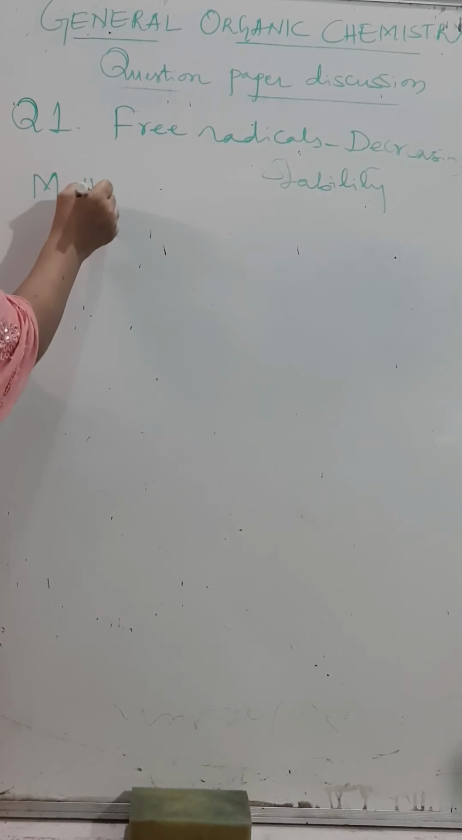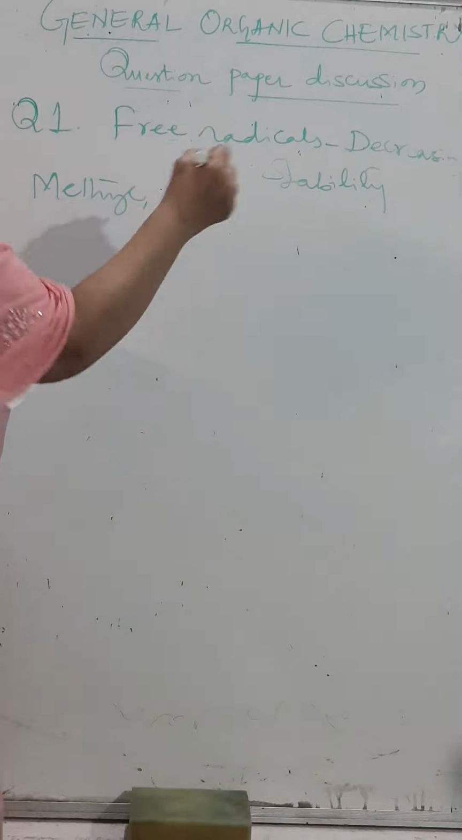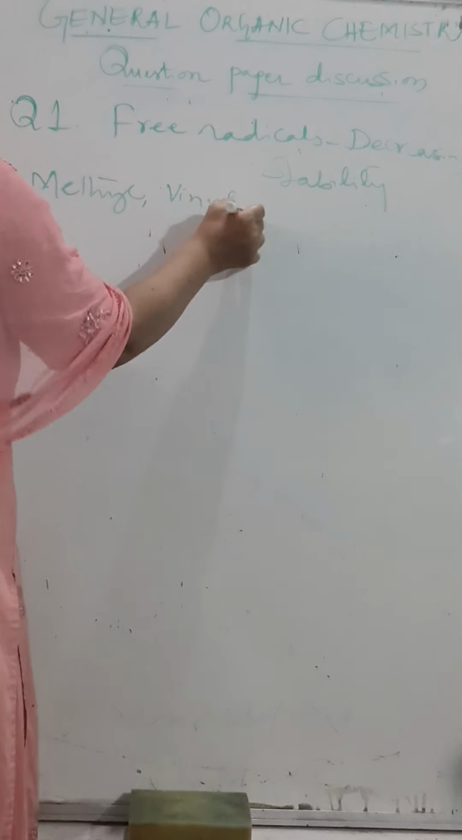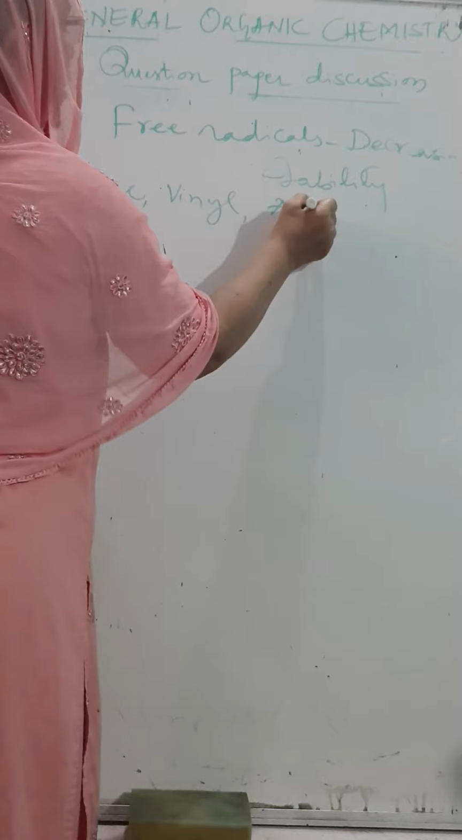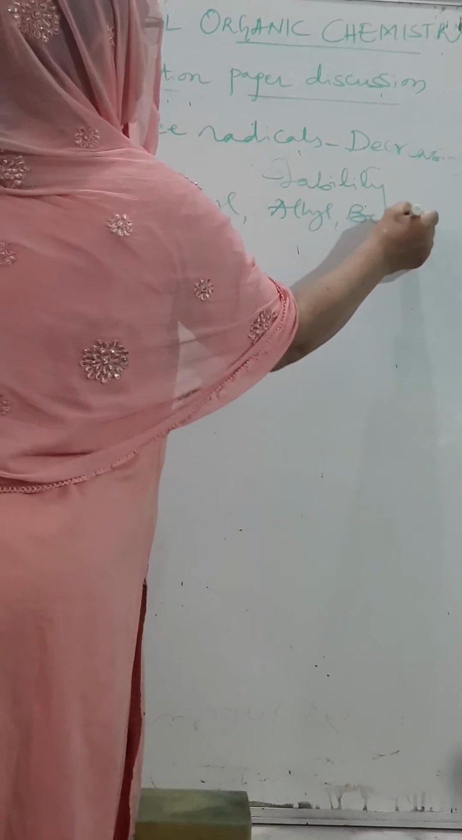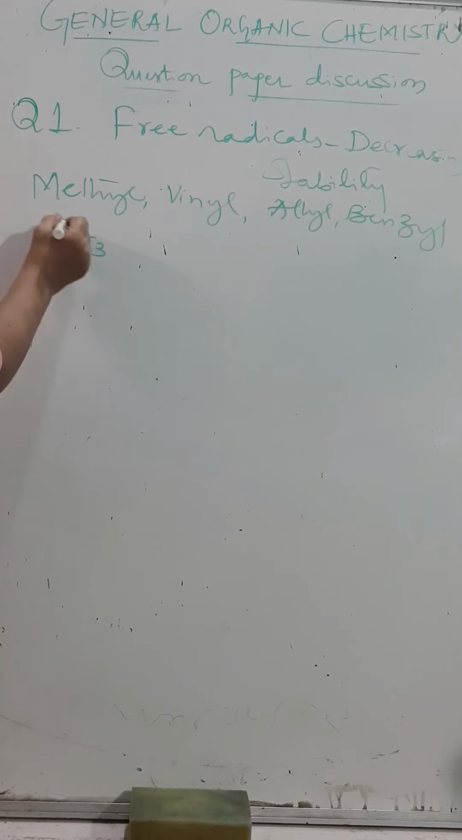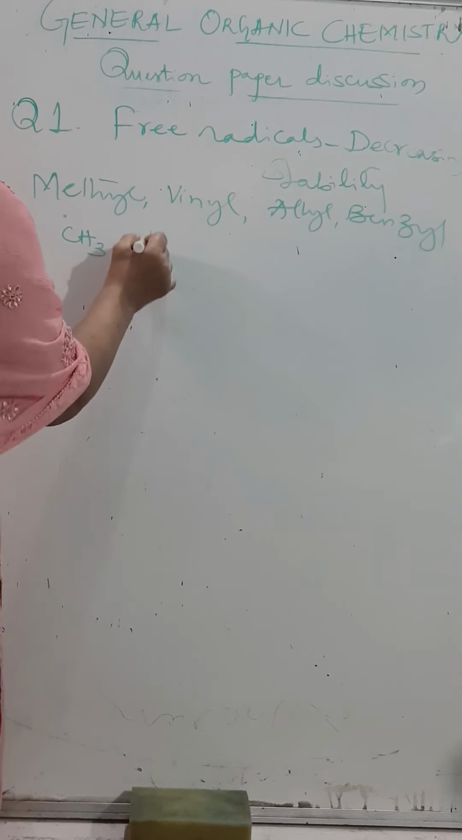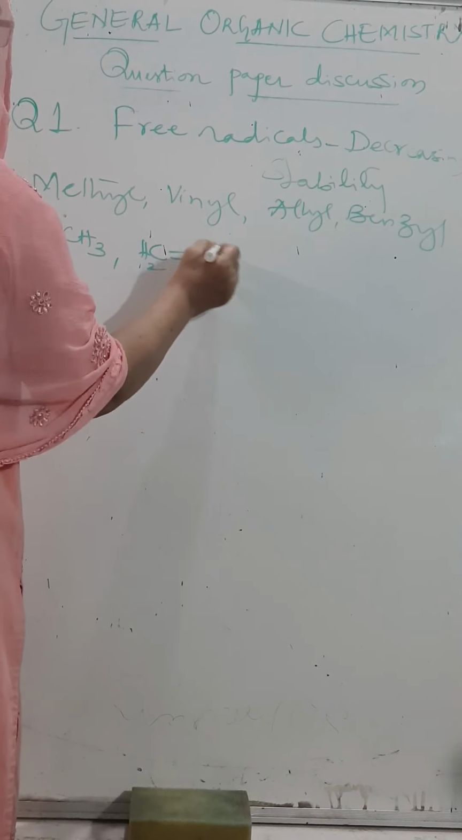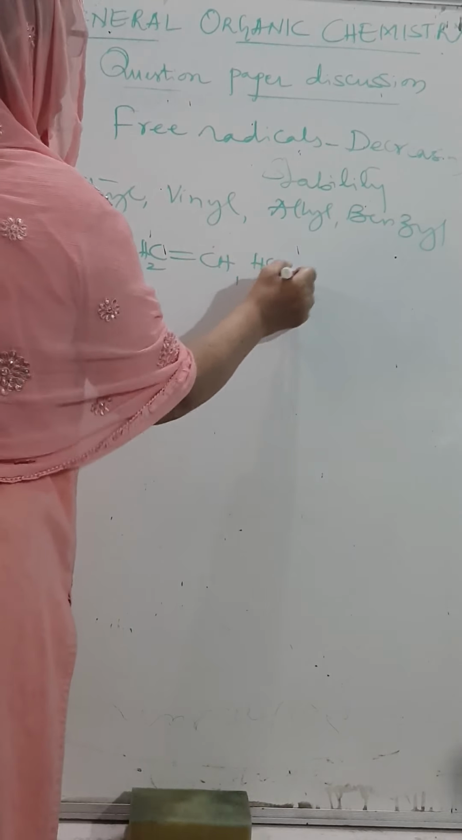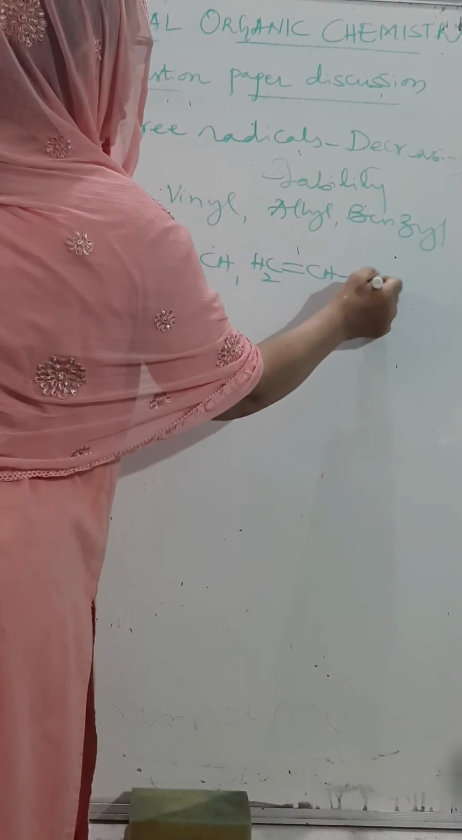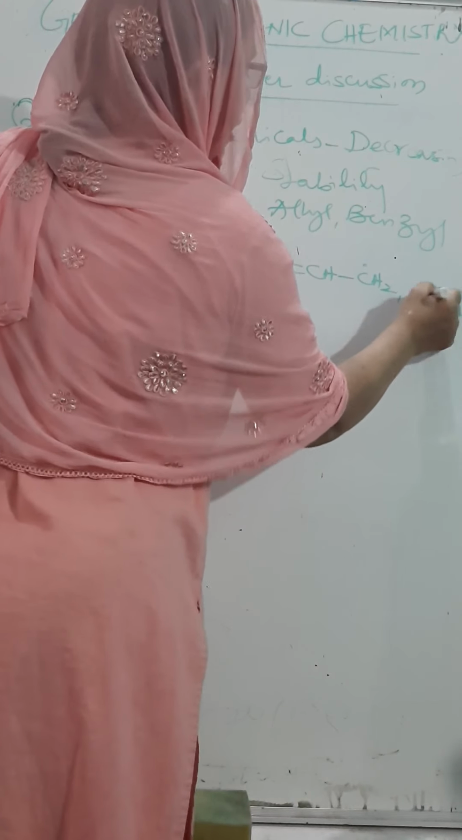First radical, they have given as methyl. Second radical is vinyl. Third is allyl. Fourth is benzyl. Okay, so let us move to one by one discussion. Before going to the options, we'll write their respective molecular formulas. Methyl free radical: CH3 dot. Vinyl: CH2 double bond CH dot. Allylic: CH2 double bond CH, CH2 dot. And benzylic, we'll write like this.